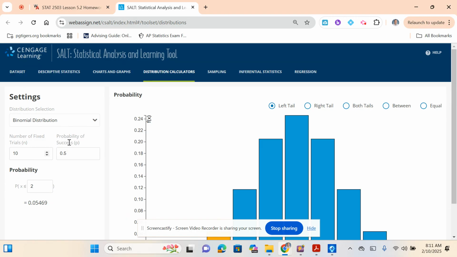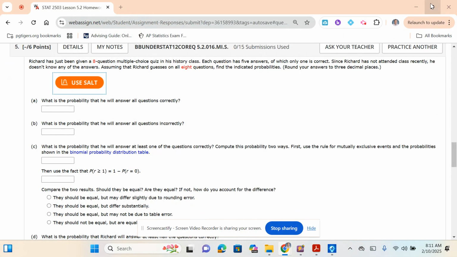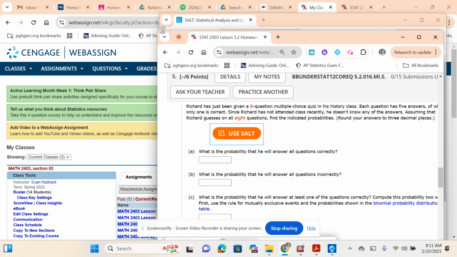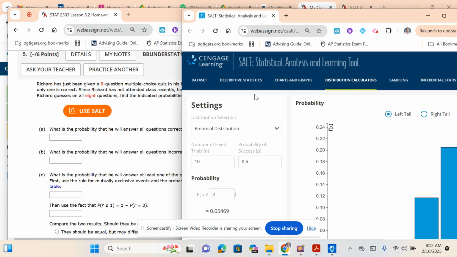Okay, and I'm going to have to fix some of this. I'll do that here in a moment. I'm going to pull this out so we can see it. All right, so I'm going to change this from trial to trial, or yeah, here we go, from problem to problem. Binomial distribution. All right, what's the probability he answers all 8 questions correctly?